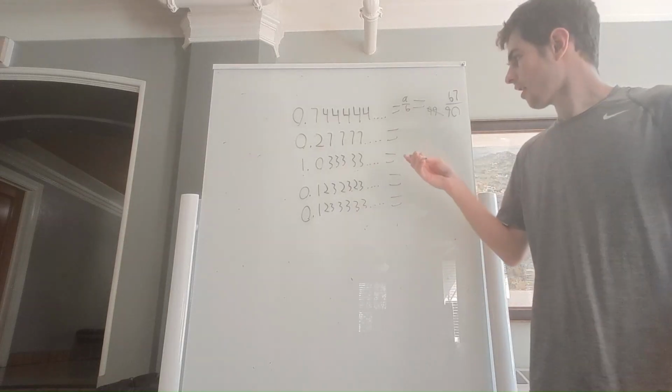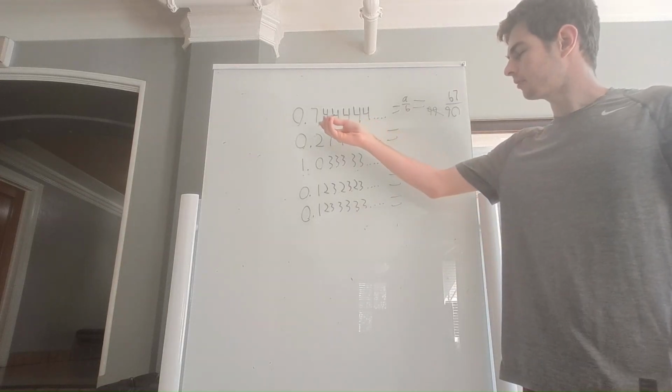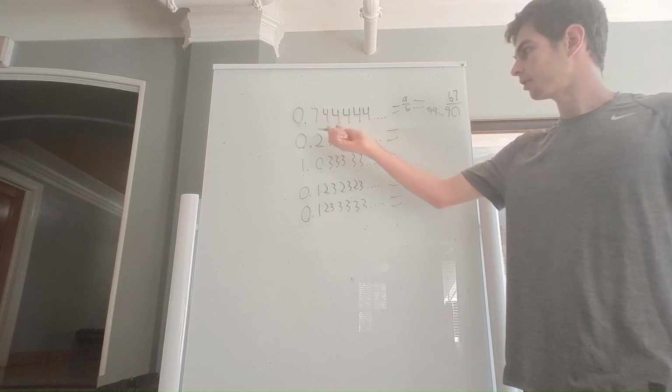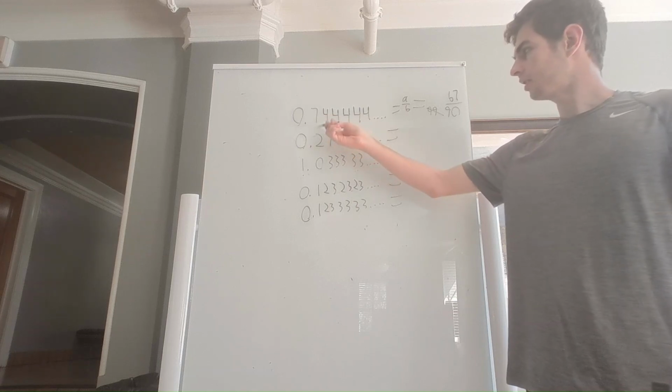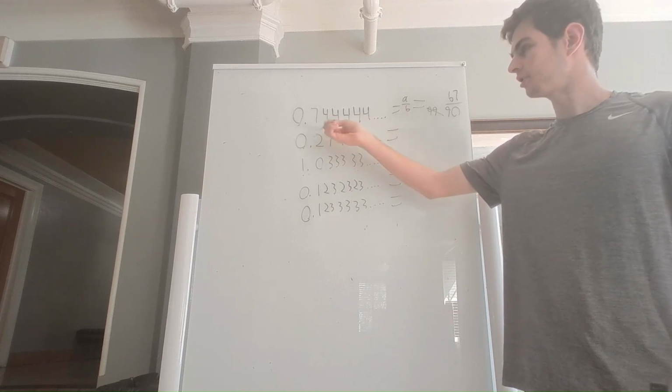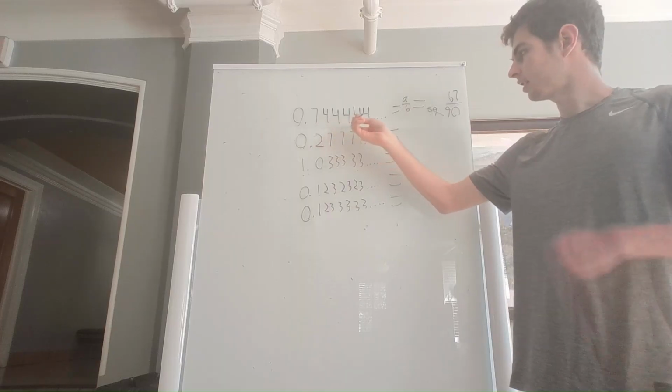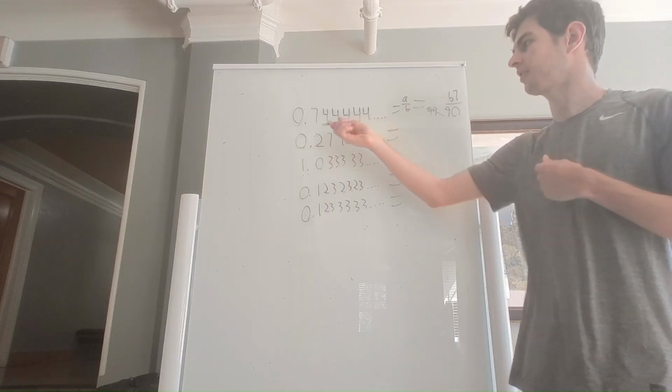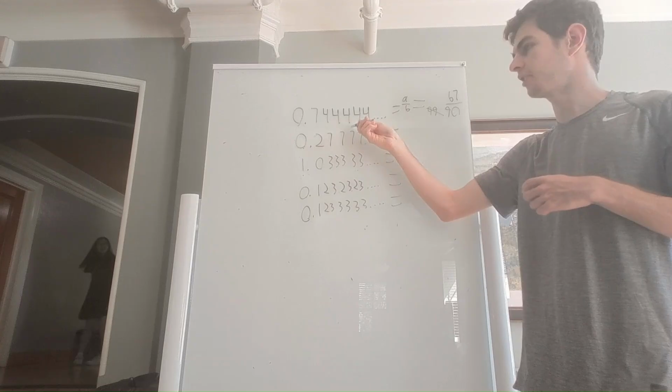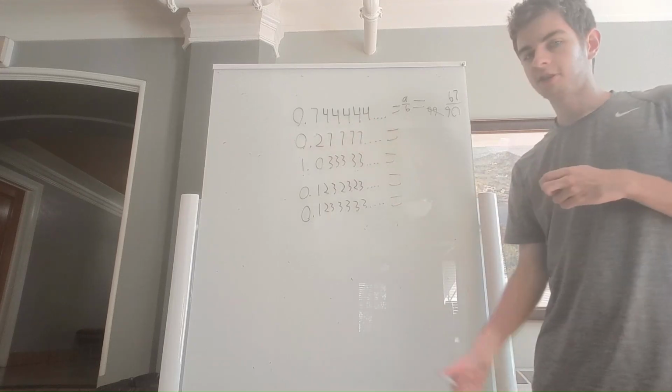So basically, to reiterate again, you take the number, subtract the first number, that's your numerator, and then you do it over 90 in this case. So 9, and then replacing the other 9 with a 0. So let's go down to the next one.